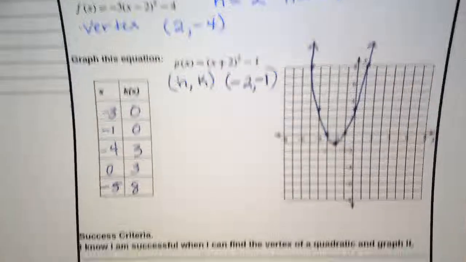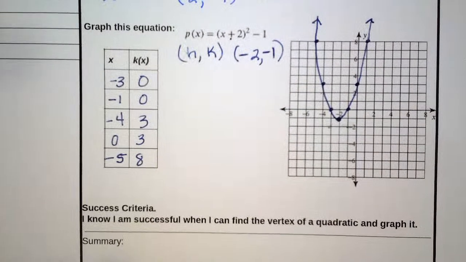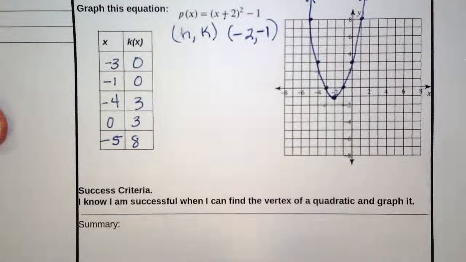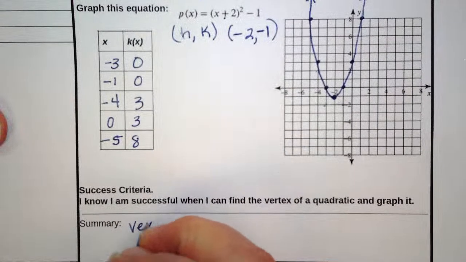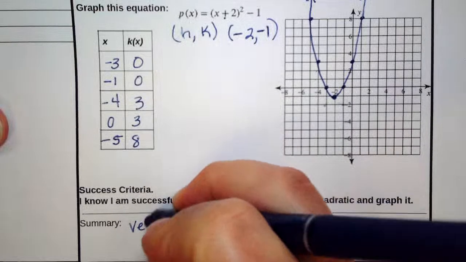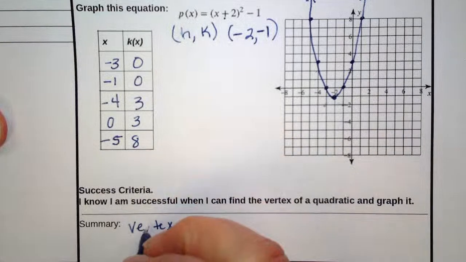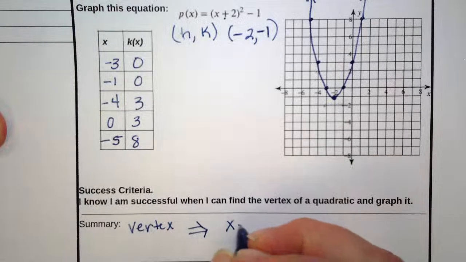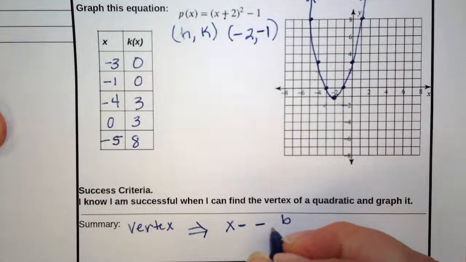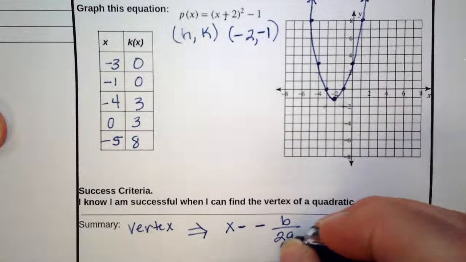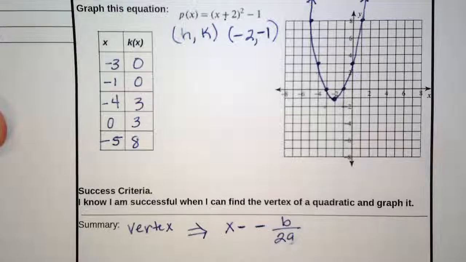So how do you know when you're successful? You know you're successful when you can find the vertex of a quadratic and you can graph that quadratic. So for your vertex, remember, x is equal to the opposite of b divided by 2a. Then you've got to find your y value by plugging and chugging. Hopefully that helps you understand a little bit better.